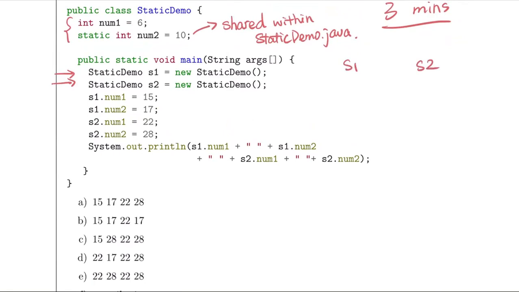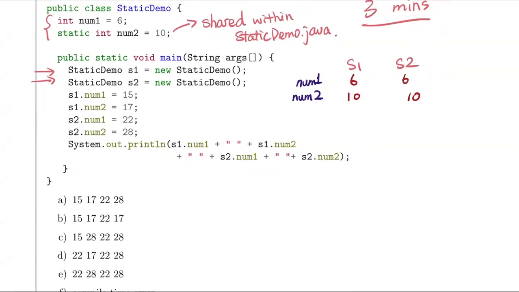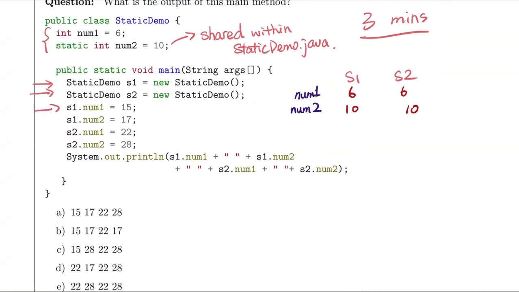So during the initialization, the num1 of s1 and s2 are both 6, and num2 are both 10. Next line, s1.num1 equals 15. So we erase the 6 and replace it with 15.